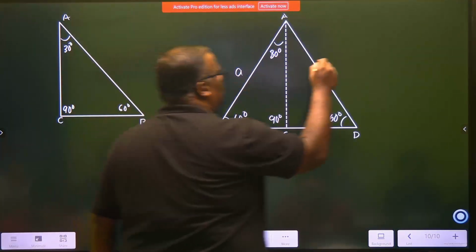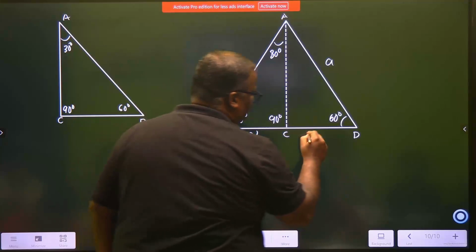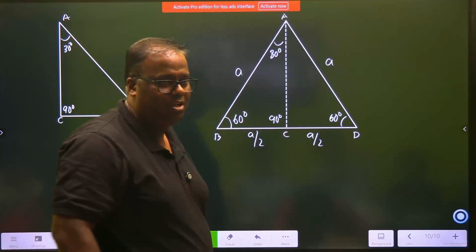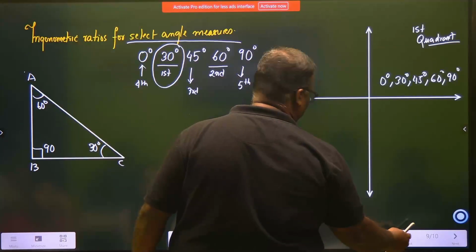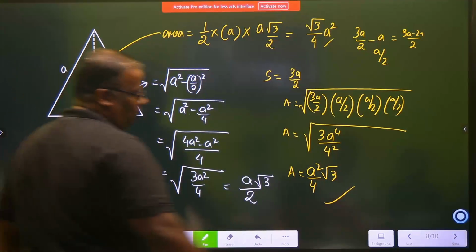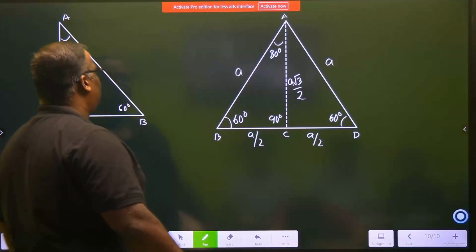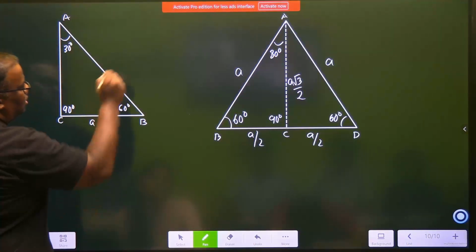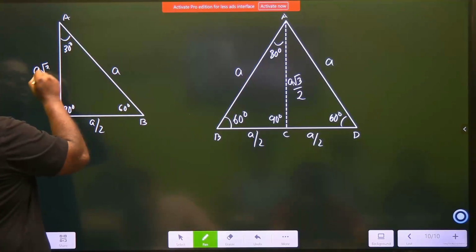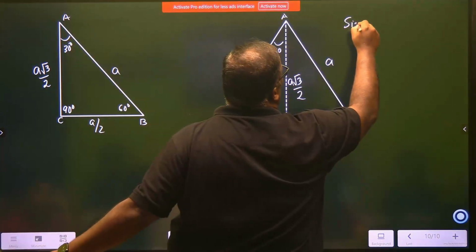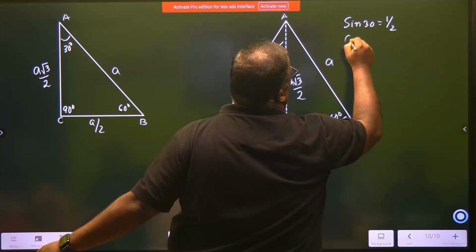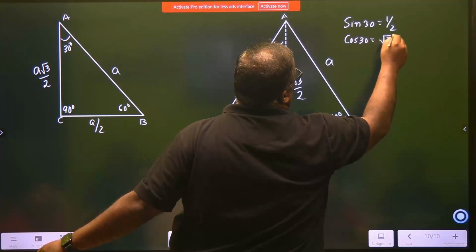This was A, this was A, this is A by 2. How much did we calculate this as? A root 3 by 2. If you have a doubt, you can go back to your previous screens. So this is A by 2 and A root 3 by 2. Now life is very easy. Sin 30 will be half. I told you, sine of 30 is half and cos 30 is root 3 by 2.